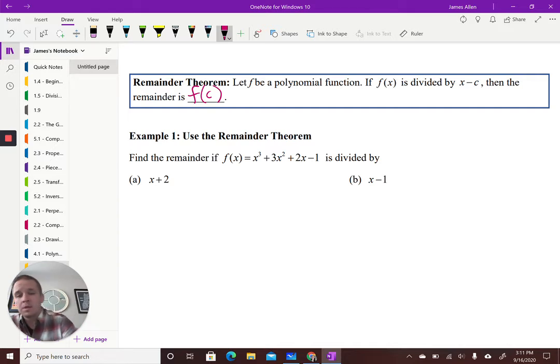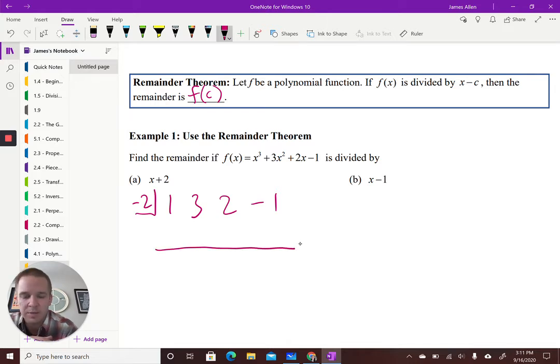Find the remainder if your polynomial function f of x is x cubed plus 3x squared plus 2x minus 1, and it's divided by x plus 2. We could either do direct substitution with negative 2, or we could do synthetic division. So let's review synthetic division. I love me some synthetic division. It keeps my numbers a little bit smaller usually, so it's a little easier to work with without a calculator, which is a nice thing to know how to do. I'm going to put all my coefficients, so the 1, the 3, 2, and negative 1. If it's missing a term, make sure you pop a 0 in there in its place as a placeholder.